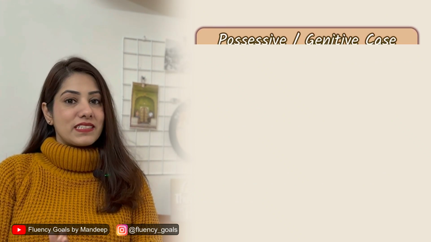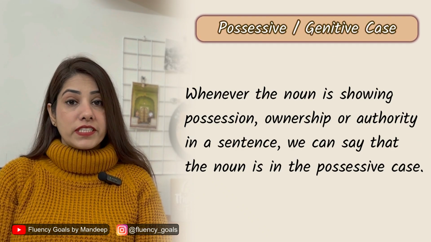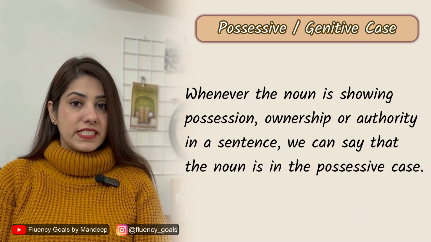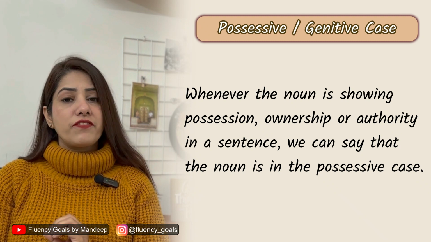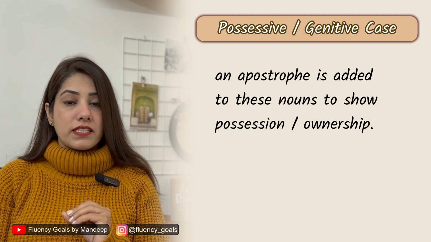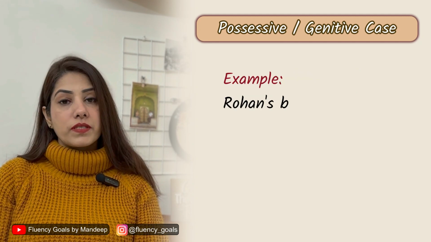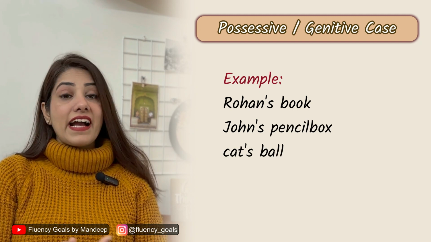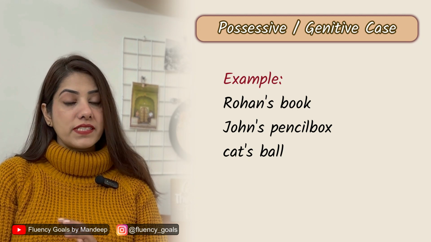Now let's move on to the genitive case or possessive case. The name itself says it. Whenever the noun is showing possession, authority or ownership, then we can say that the noun is in the possessive case. It is very easy to identify such nouns because an apostrophe is added to these nouns to show the possession. Example, Rohan's book, John's pencil box, cat's ball. So all these nouns here have an apostrophe s added to them.